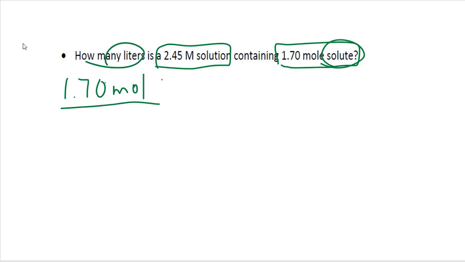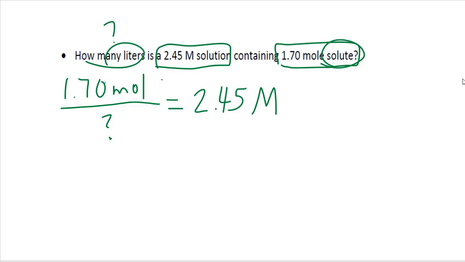over, it says how many liters. I don't know how many liters of that. So remember, moles divided by liter gives me my 2.45 molar solution. So now I just need to rearrange my equation.